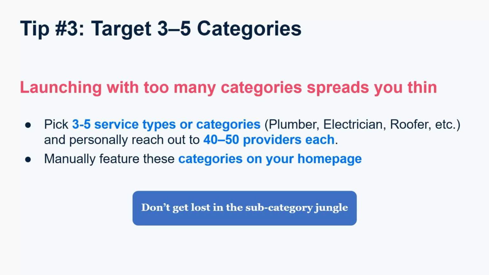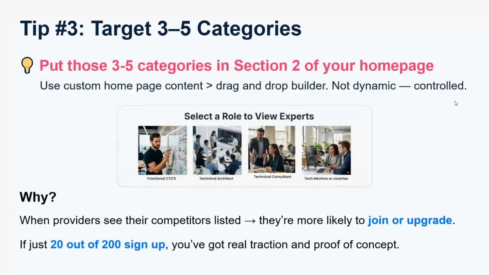Yeah, of course we fail, but Jason said if you fail fast, you can do something else once again. This is a huge point, this slide. So just let that marinate with everyone there for a second. So put those 3 to 5 categories in section number 2 of your homepage. Do not use that streaming categories or streaming subcategories thing. Use custom homepage content, drag and drop builder, not dynamic but controlled. Do it like that because it sticks your photograph. So if we can go to demo bootstrap, we can show what that streaming looks like and what the static looks like. It's on the screenshot already.